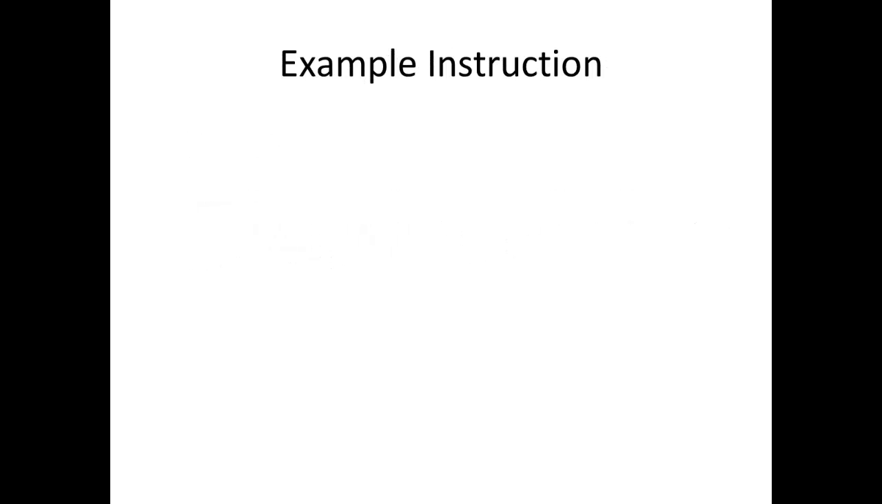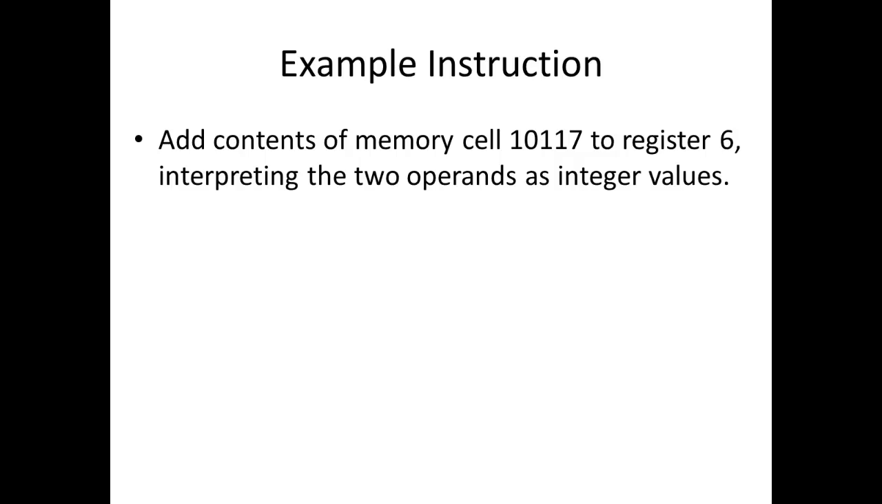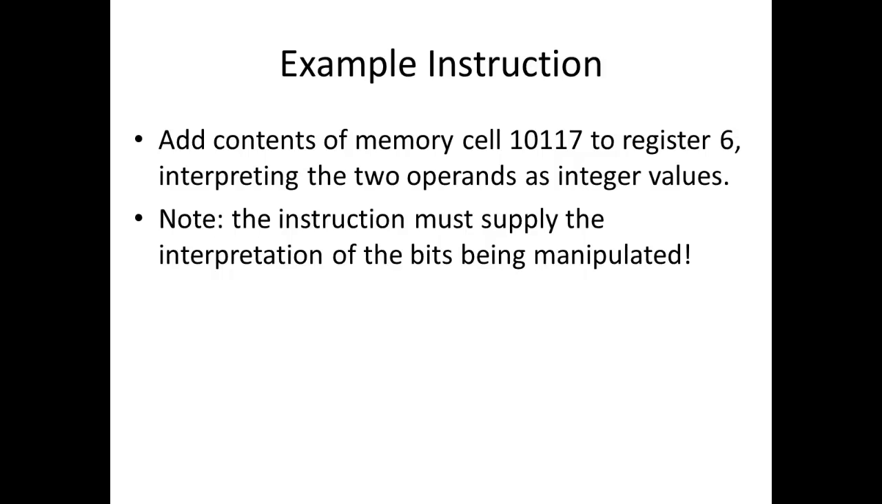Let's take a look at an example instruction for a hypothetical machine. An instruction might add the contents of memory cell 1011.7 to register 6, interpreting the two operands as integer values. Note the instruction must specify the interpretation. It must say that we're not just adding, but that we're adding two integers. The machine does not remember what kind of thing was last stored in a memory location, and the bits themselves do not provide any clues.